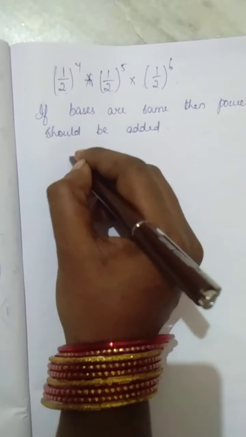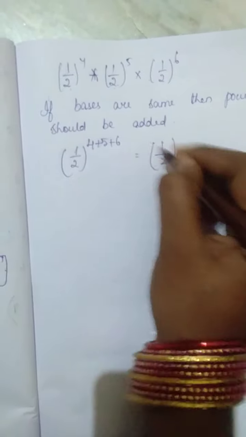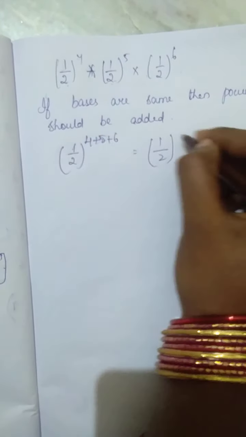Here what is the base? 1 by 2. What are the powers? 4 plus 5 plus 6. Okay, 1 by 2 whole to the power of 4 plus 5 is 9, plus 6 is 15.